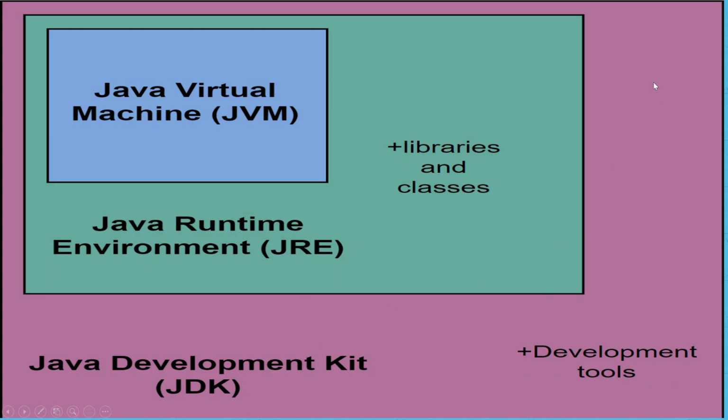If we look at the outer box, this is JDK. JDK actually comes with the JRE along with the different development tools. And if we look at the inner black box, this is JRE. JRE comes with JVM internally along with the libraries and classes. JVM is the Java Virtual Machine which runs your Java application. I will cover JVM in a different tutorial.